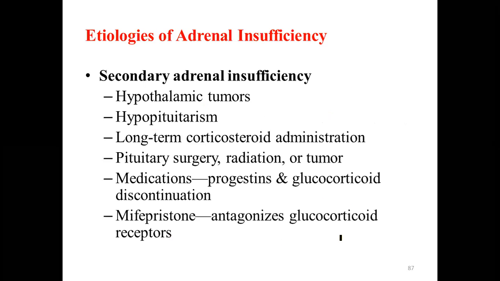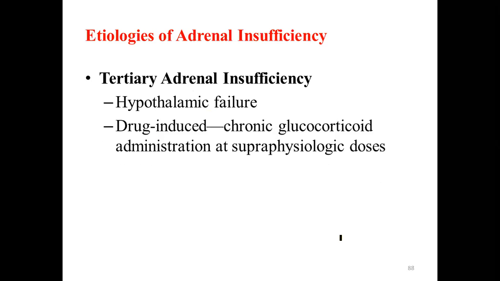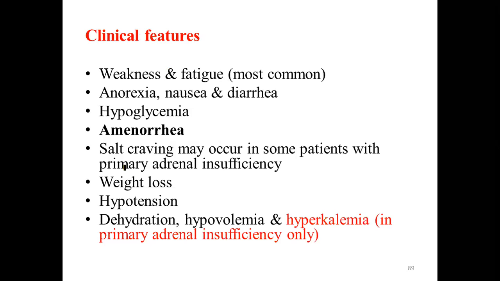This is mainly a problem in the hypothalamus and also hypothyroidism. Long-term use of corticosteroids is responsible for causing secondary adrenal insufficiency. We also mentioned the tertiary causes, mostly hypothalamic failure. It can also be drug-induced: if glucocorticoids are suddenly withdrawn after chronic administration of a supraphysiologic dose, the patient will develop tertiary adrenal insufficiency. Having said this much about the introductory session, now let us see the other aspects of adrenal insufficiency. Let's start first with the clinical features.